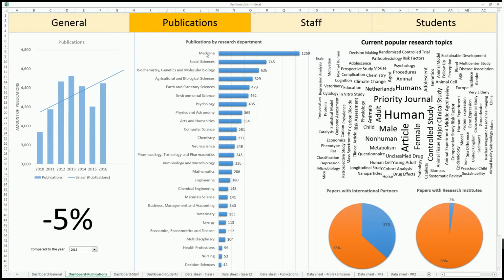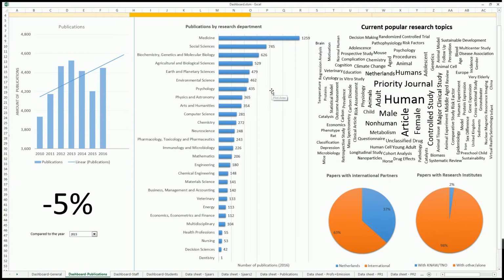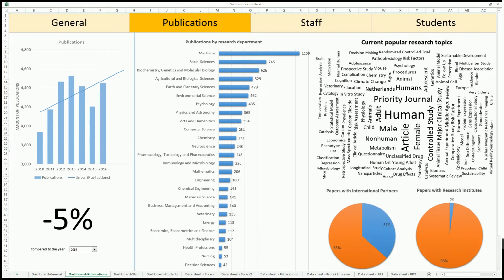As we see here, medicine, social sciences, and biochemistry, genetics, and molecular biology are by far the most popular research departments to make publications in, whereas research departments such as decision sciences or even dentistry are far less popular.